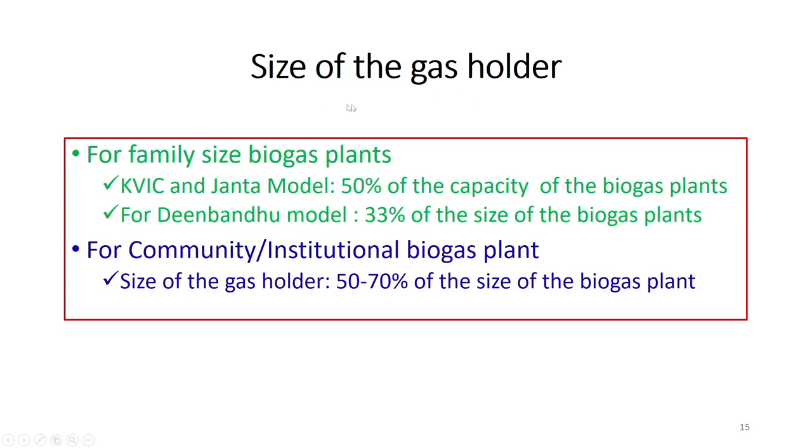Now, let us learn about the size of the gas holder. If we are talking about a family size biogas plant, then 50% of the capacity of the biogas plant is occupied by the gas holder. For the Deenbandhu model, 33% of the size of the biogas plant is occupied by the gas holder. For community and institutional biogas plants, the size of the gas holder is about 50 to 70% of the size of the biogas plant, so it is bigger.